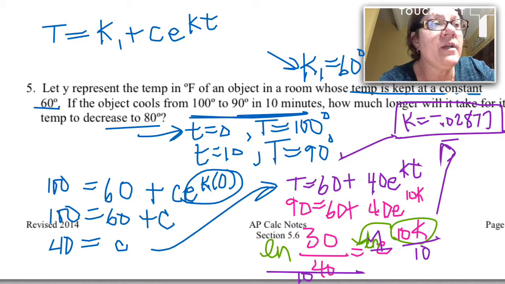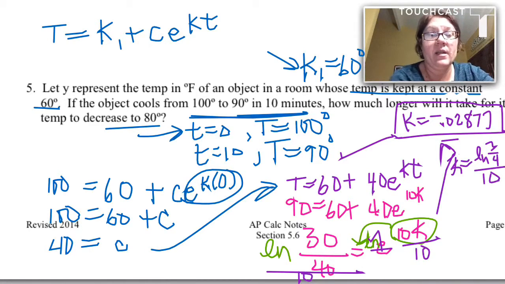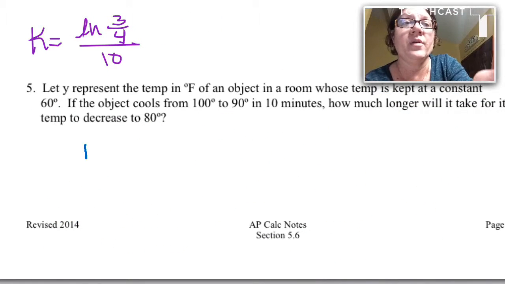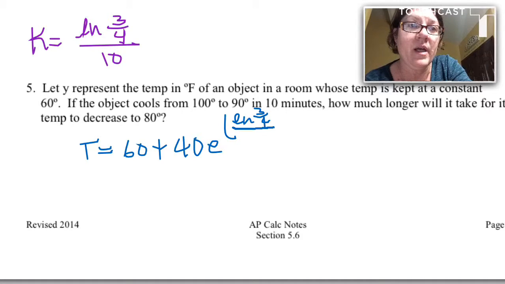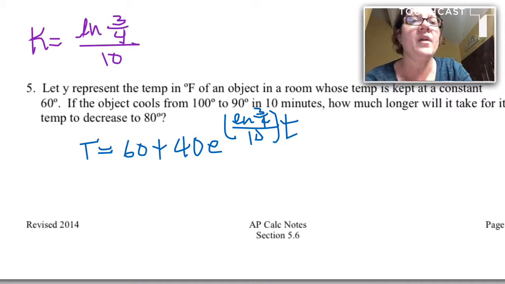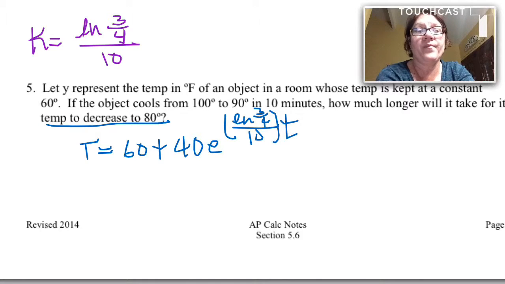Of course, if I want to leave it exact, then k is the natural log of 3/4, because that 30 over 40 reduces. So I can plug that back in. Probably better because I have hamsters that can accommodate that. So now I know that my final formula is 60 plus 40 e to that crazy exponent, because that was my k value, times t. And then when it wants to know how long it'll take for the temperature to get down to 80, now I would finish at a temperature of 80.